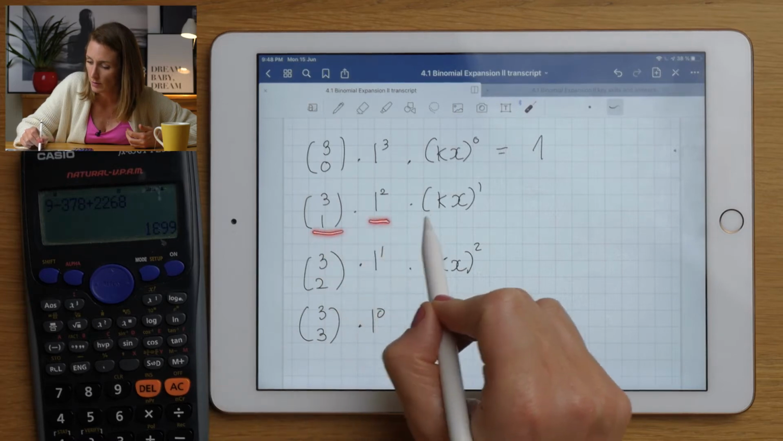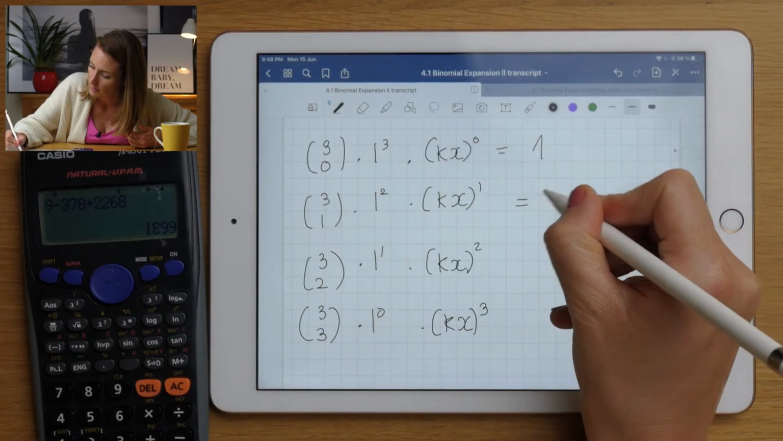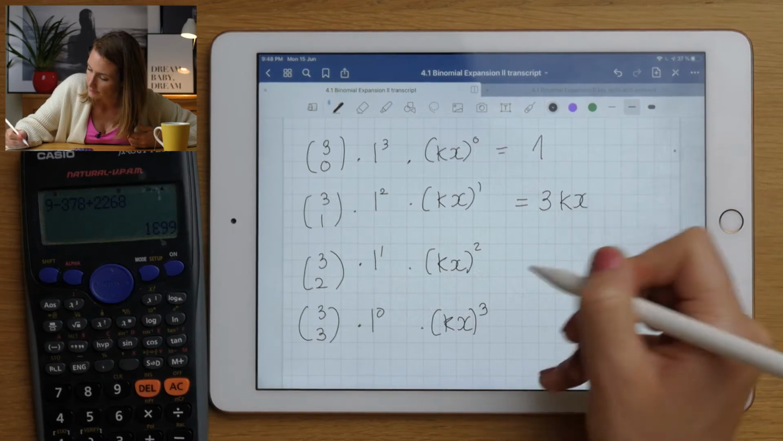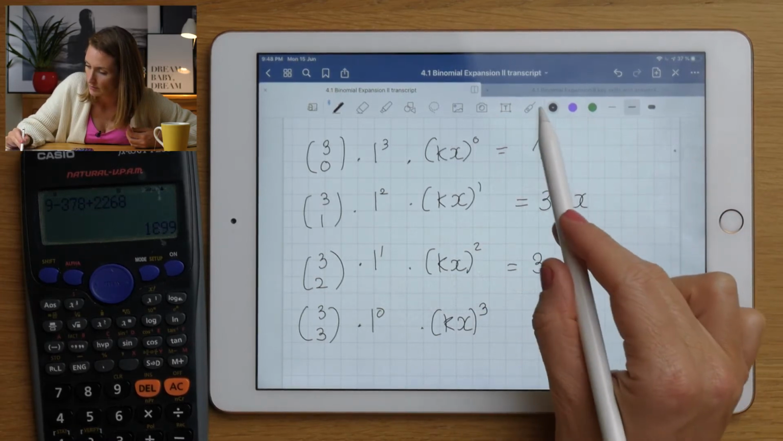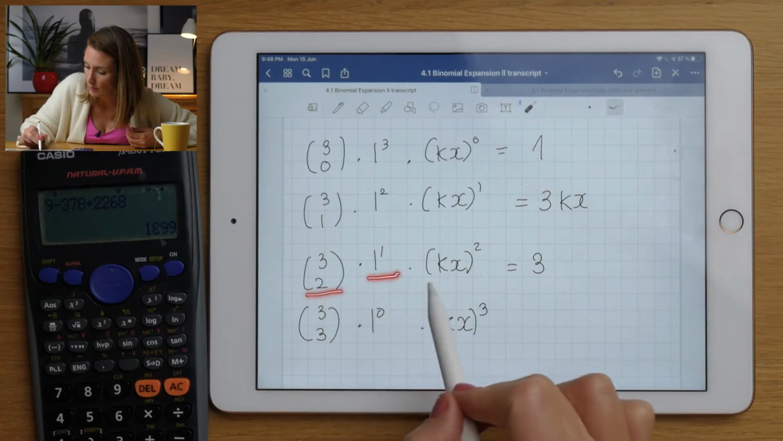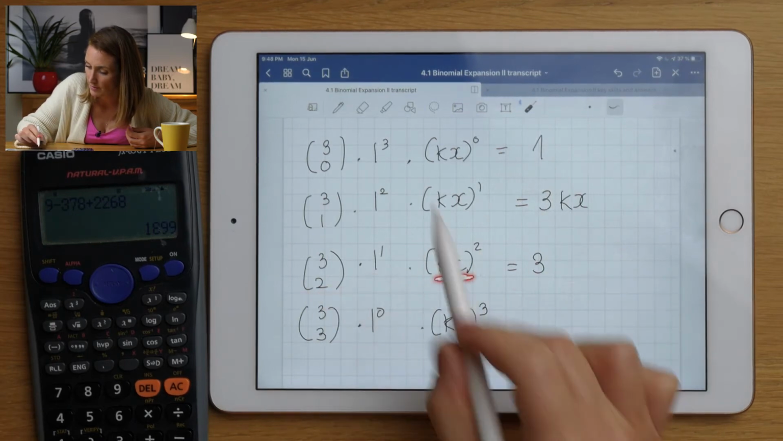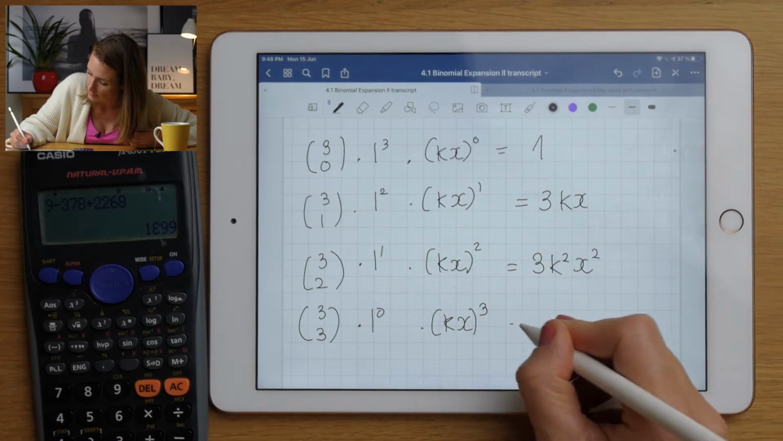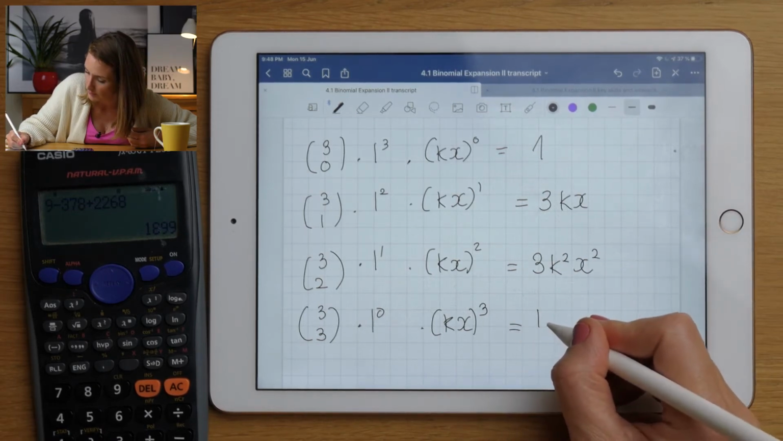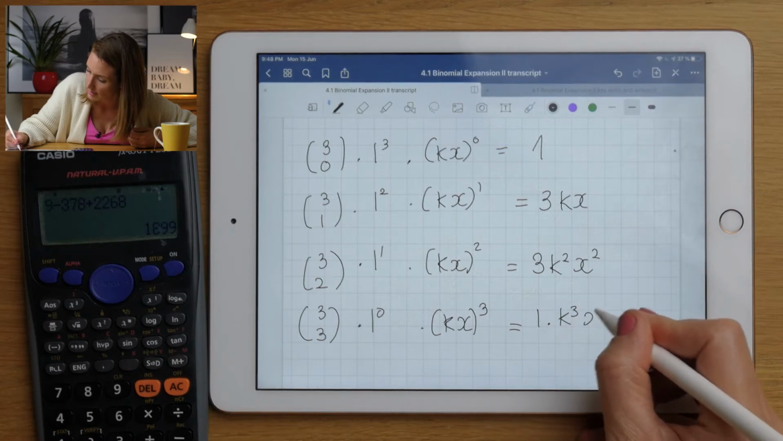3 times 1 squared times kx would be 3kx. Now here, don't forget, we have 3 times 1, and both of these things inside the bracket need to be squared. So it would be 3k squared x squared. And this would be 1 times k cubed x cubed.